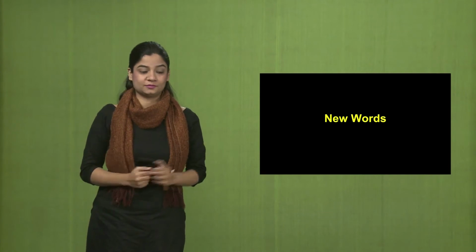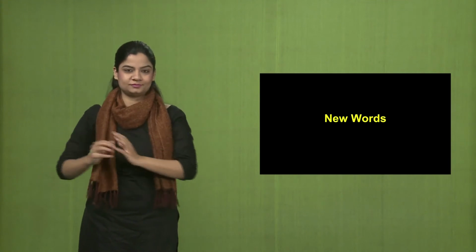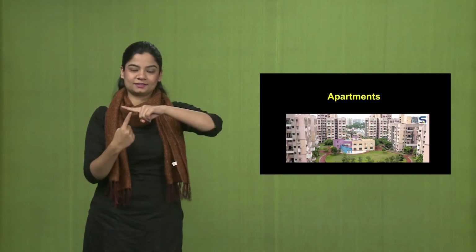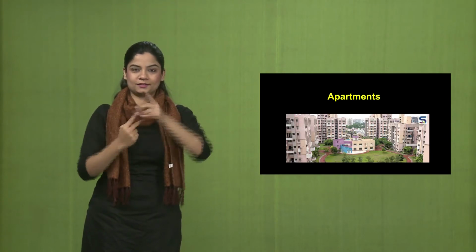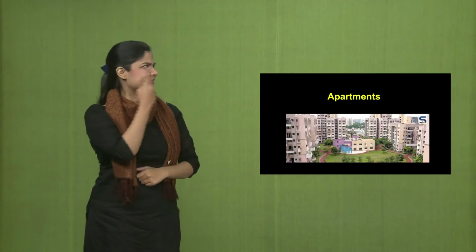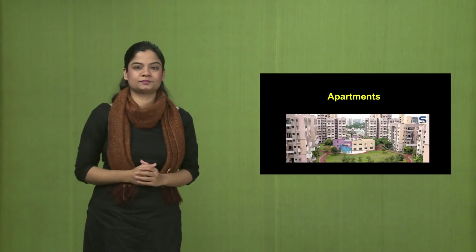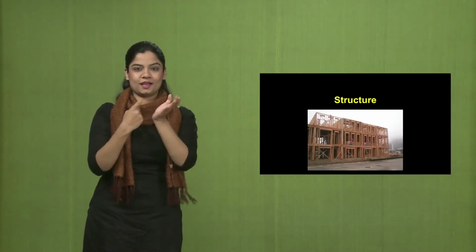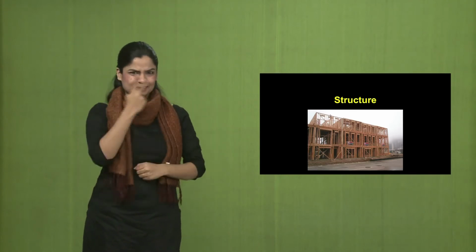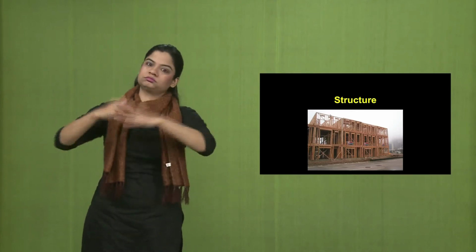Before beginning the chapter, let's discuss some difficult words in Indian Sign Language. Apartments, typically a flat, that is well appointed. As you can see from the picture, the flats that are there in a building. Structure. As you can see in the building, in the picture, that something that is created before the real work starts, that's called the structure, constructed with various several parts.